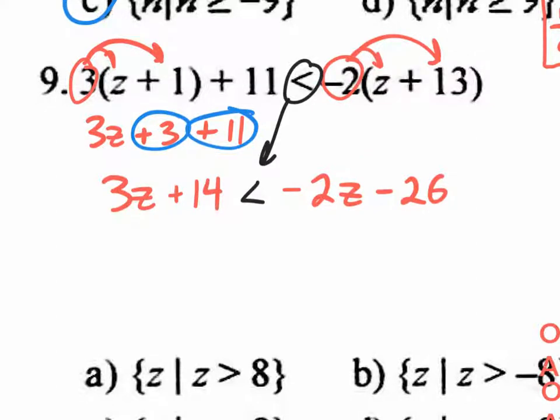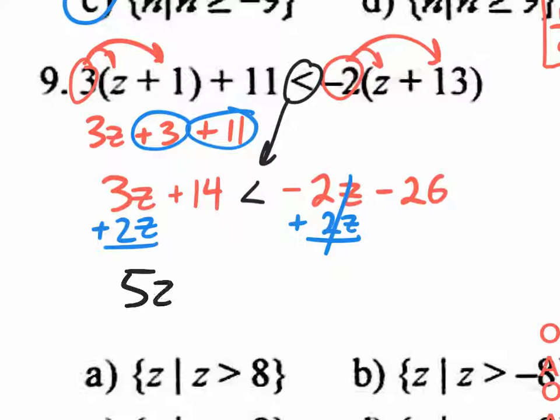I want to get rid of that minus 2z by doing the opposite, plus 2z. What you do to one side, do to the other, plus 2z. You will get 5z plus 14 is less than negative 26. So for my last 2 steps, subtract the 14, subtract 14.